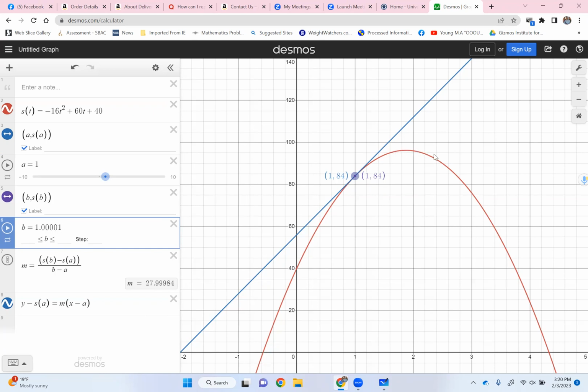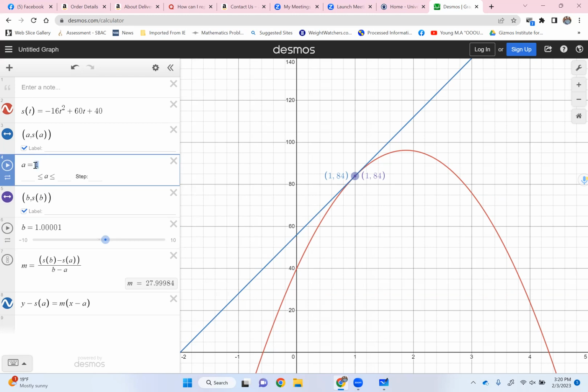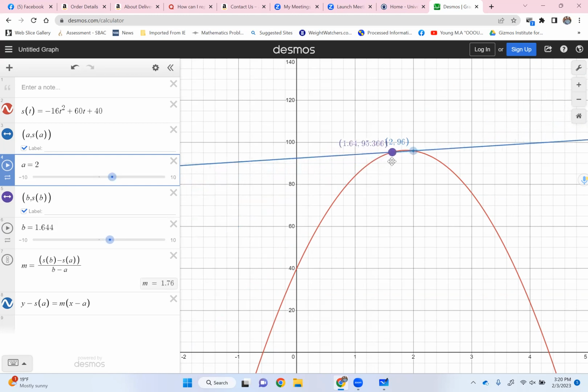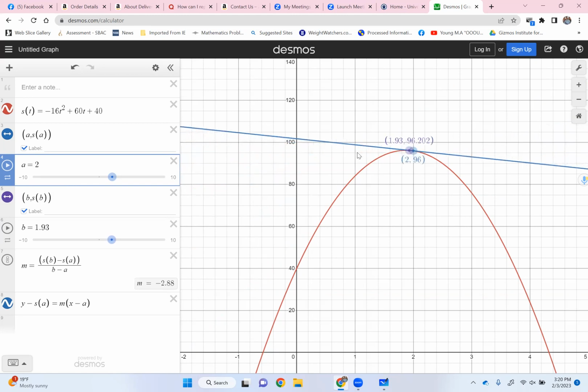Well, we see it's not very steep and a little bit negative, so it's going to be small and negative. So let's let A equal 2. Now we have a secant line. If we bring it really close to 2, we see that it's just about kissing the curve right at where t is equal to 2. And what's the slope? Negative 2.88.